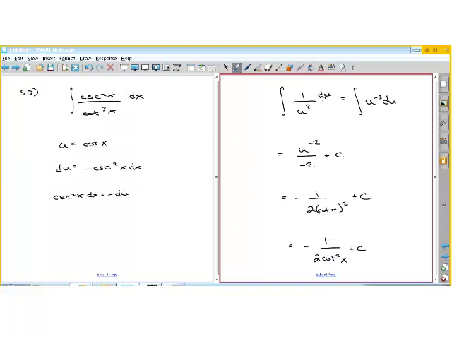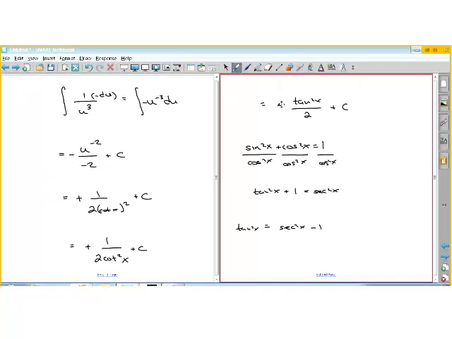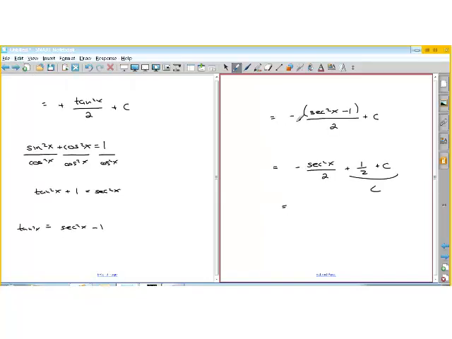Yeah, I forgot negative du right there, didn't I? So that's negative. That becomes positive. This is positive. That'll turn to negative. But the same thing applies. So you end up with secant squared of x over 2 plus some arbitrary constant. So that's one way of looking at it.